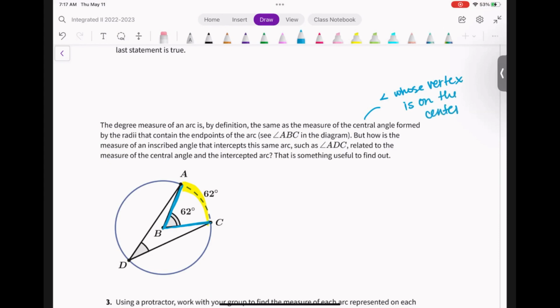Now, you can say it is the center, but I like using the word on so you know that they kind of overlap. So whatever this central angle is, and in this case it's 62 degrees, then this intercepted arc, the pizza crust cut out by that angle, is also 62 degrees.